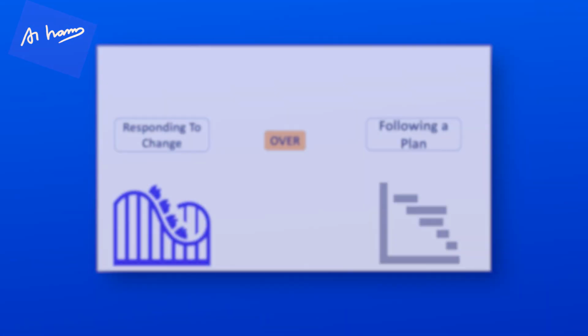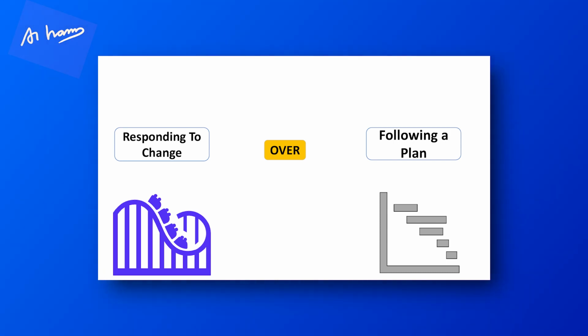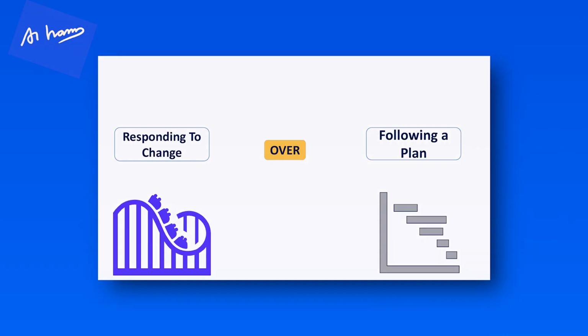Then the last value is responding to change over following a plan. We'll welcome change at the last minute also. At the end of the sprint, we also welcome some change, but something might go out, so we'll tell what's going to be the impact. Traditionally we used to do a lot of planning, and in Agile we also do a lot of planning with sprint planning, but we welcome change. If something new comes and it's important for the customer, we value that.